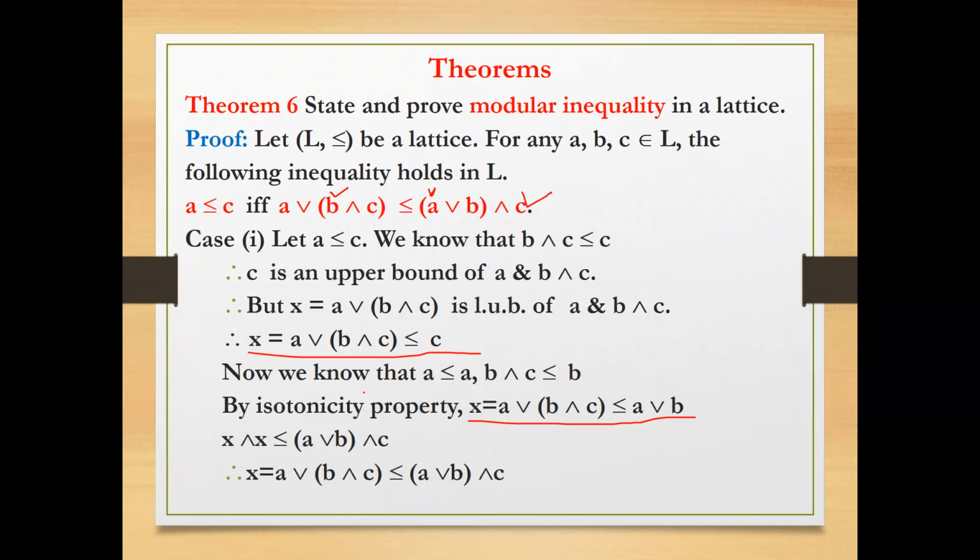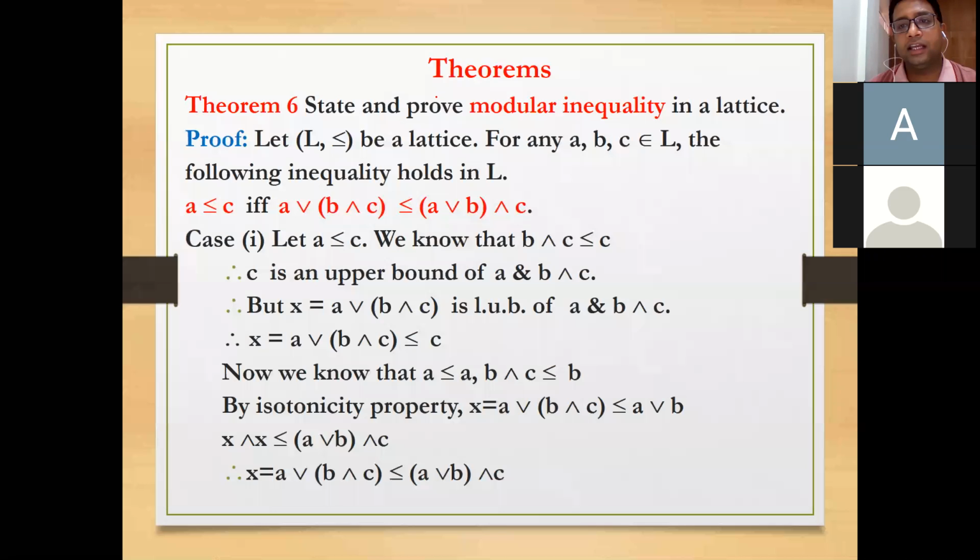So now do the meet on both sides. You can do x meet x on the left hand side, and on the right hand side we have C and A join B, their meet, A join B meet C. x meet x by the idempotent law is again equal to x, which is A join B meet C, and now it is less than or equal to A join B meet C. So this is the first part of the theorem.